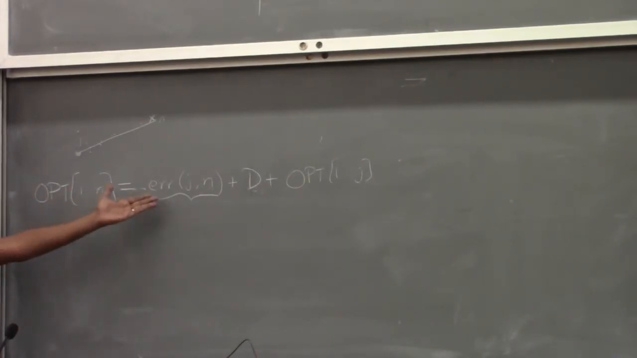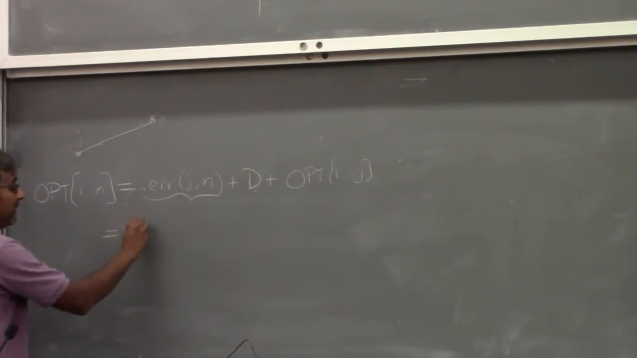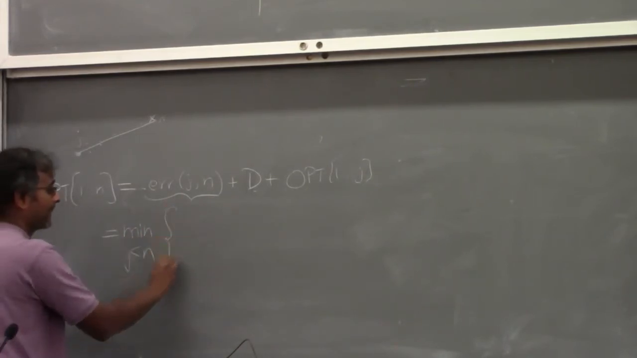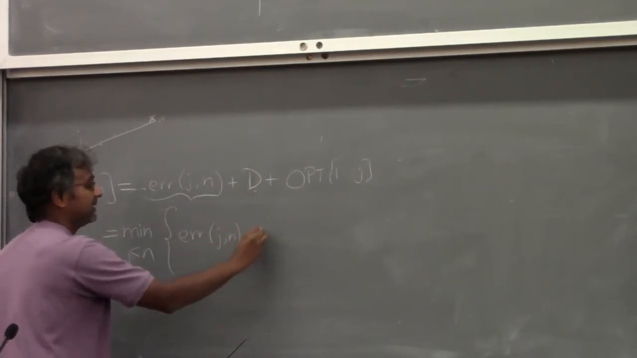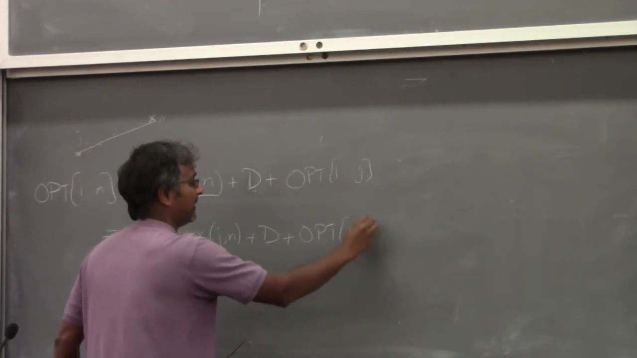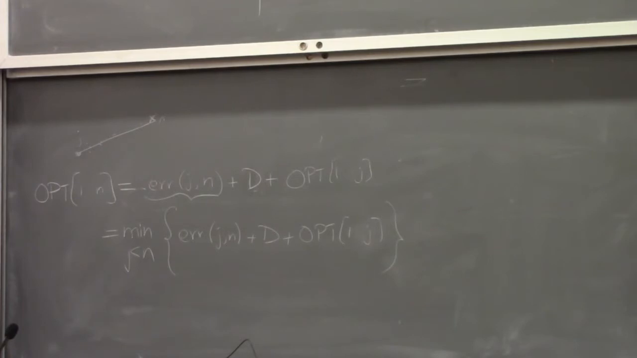Of course, since I don't know what J is, I rewrite this as really the min over all J less than N, error of J comma N plus D plus opt 1 to J. Again, same pattern. Think of what the optimum might do, assume you know what it's going to do next, then admit, okay, I don't really know what it's going to do next, I'll just guess.